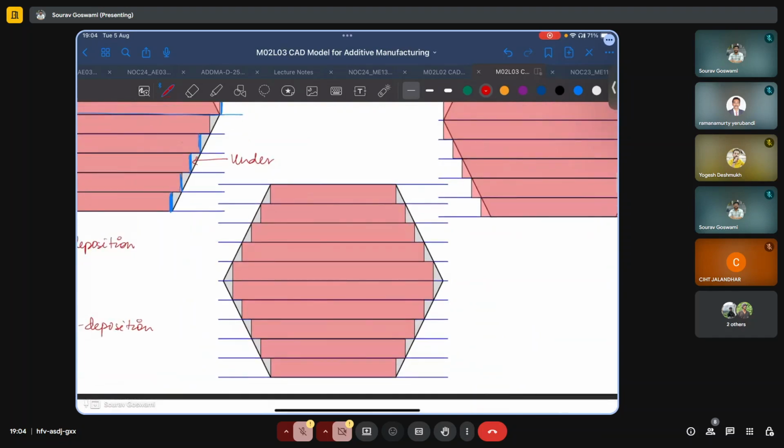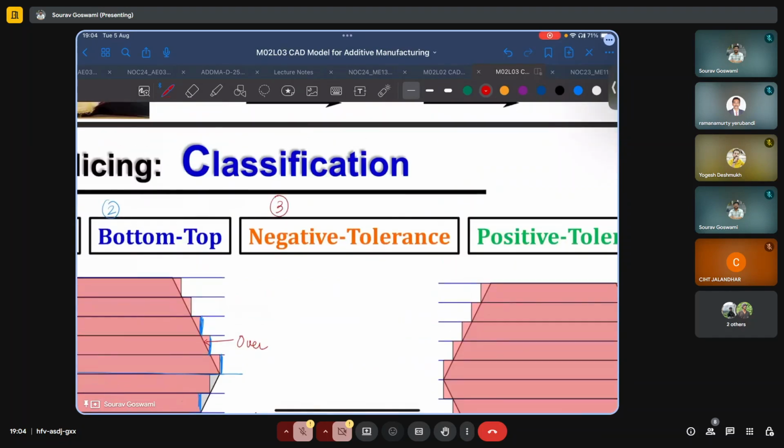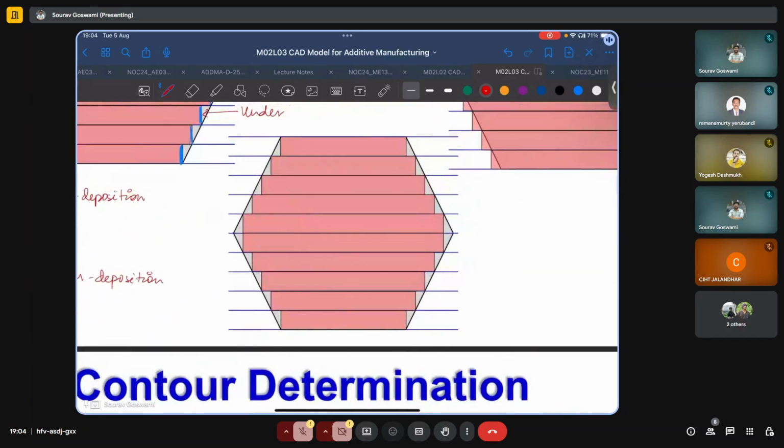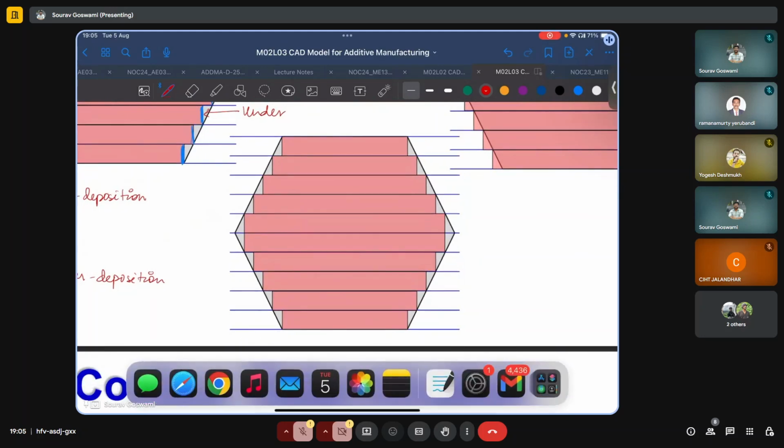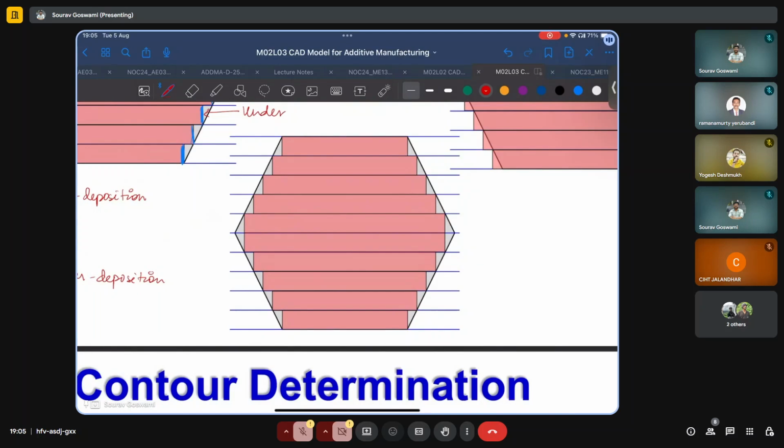The third is the case of negative tolerance, where we are being conservative and we are always depositing within the actual part geometry or the approximated geometry. So here we have under deposition everywhere and there is no instance of over deposition. This might be the case where, say, you do not have access to a post-processing facility for removing the extra material, or you are trying to be conservative within the actual part geometry.